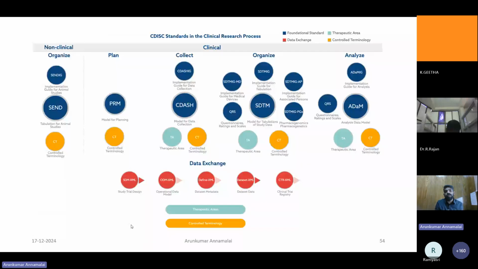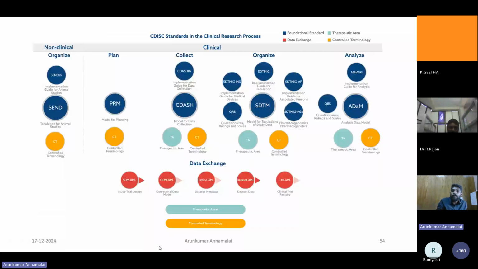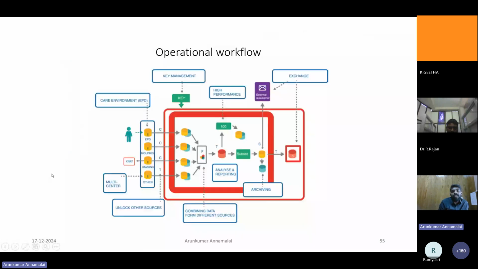Like we saw this previously also. These are the other set of standards, which are different. These are all completely related to clinical medical digital data. These are all completely related to how this data is going to be collected, organized and analyzed. That's how your operational workflow looks in a typical environment where AI and clinical data are involved. A typical environment will be like this.